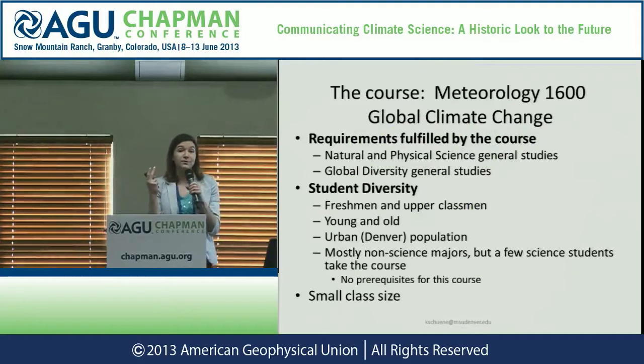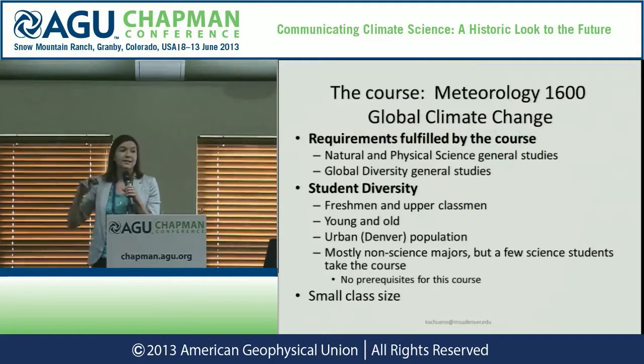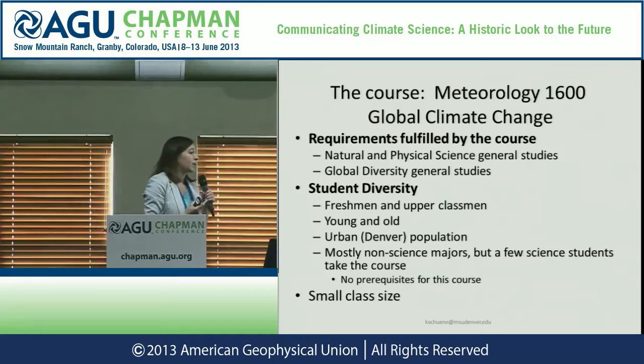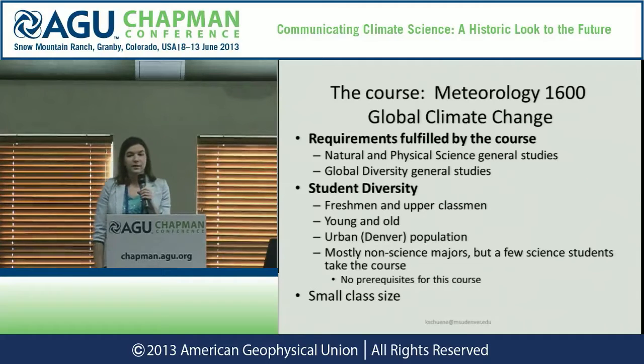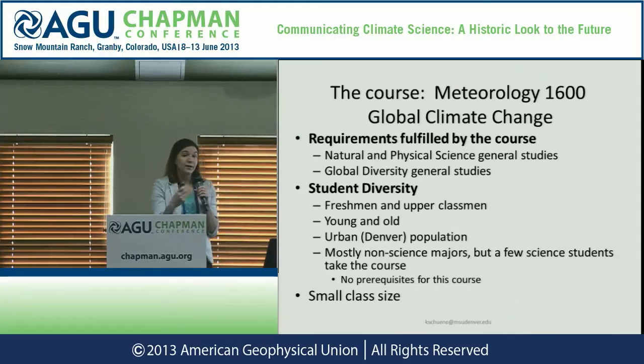So the course fulfills two requirements, which makes it nice and popular: the science requirement and also a global diversity requirement, which is a new thing at our school that we just started a year ago. So we get a lot of students taking the course, and we're able to fill up all of our sections, and they want to learn about science as well, or they need to learn about science. I don't know that they want to. So we get a good student diversity.